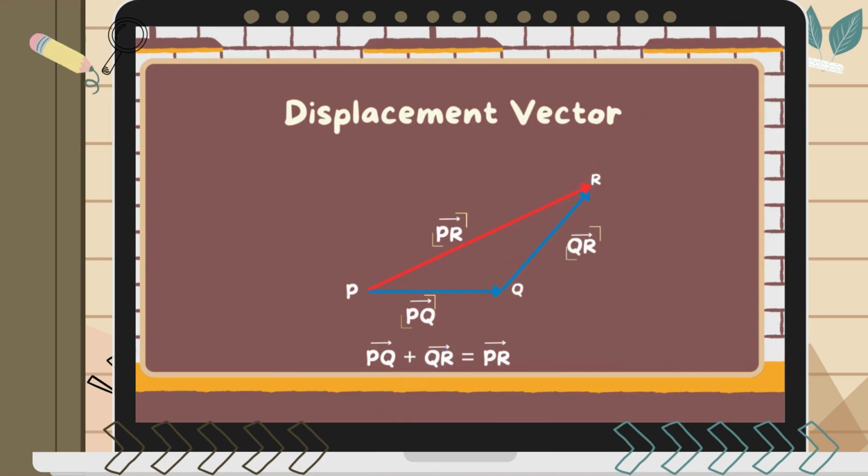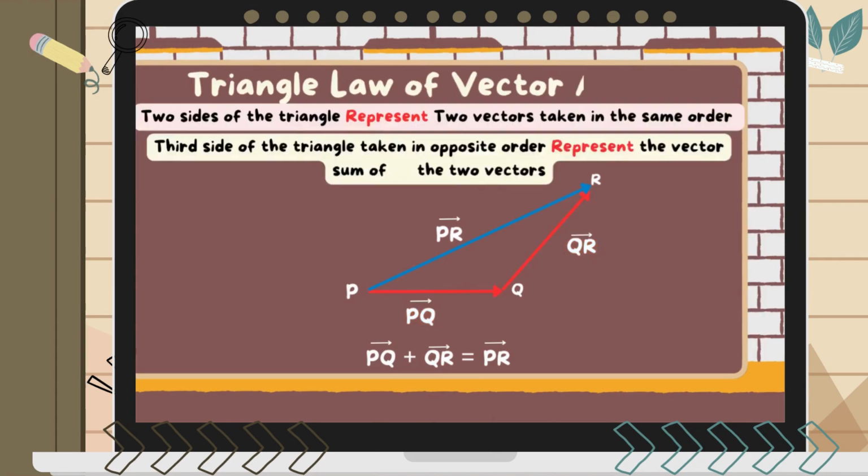Now, did you notice these three vectors form a triangle PQR? Yes, the two sides of the triangle, PQ and QR, represent these two vectors, both in magnitude and direction, which are taken in the same order. That is, from P to Q and then from Q to R. Now, we take the third side of the triangle. Here, instead of taking it in the same order, that is from R to P, we take it in the opposite order, P to R. Then the resultant vector PR will represent the vector sum of the two vectors, both in magnitude and direction. This is known as the triangle law of vector addition.